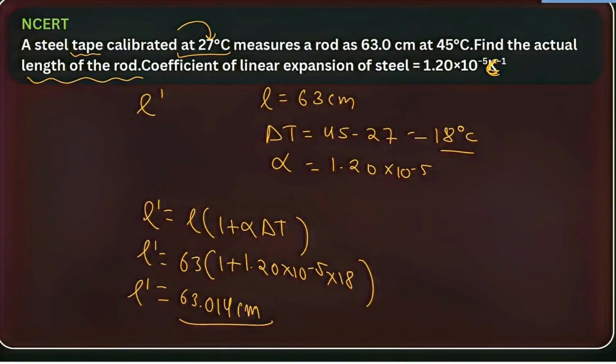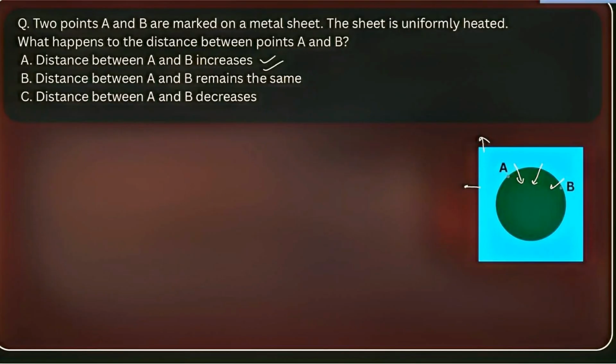Now, let's do another question. The question is: 2 points A and B are marked on a metal sheet. The sheet is uniformly heated, as shown in figure 2. Now, what happens to the distance between points A and B? The options are: A. Distance between A and B increases. B. Distance between A and B remains the same. C. Distance between A and B decreases. The right answer is: distance between A and B increases.